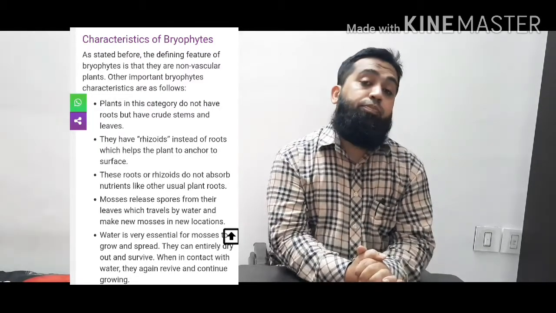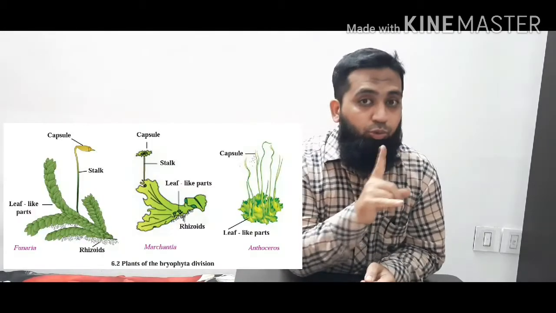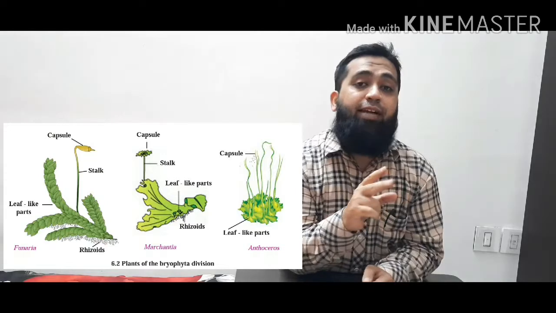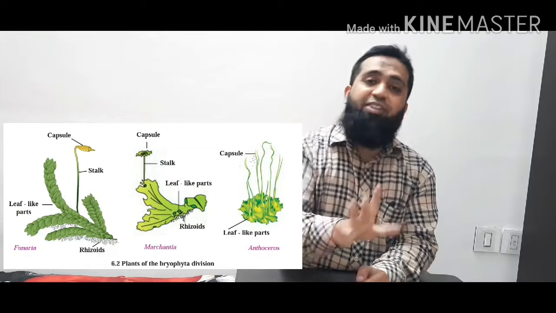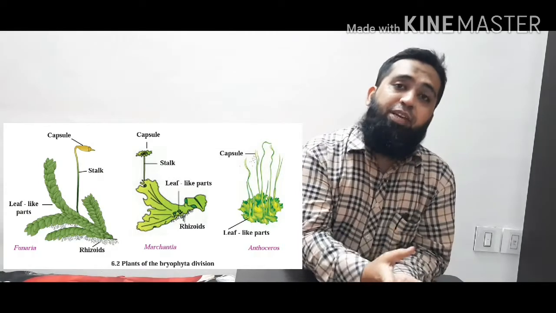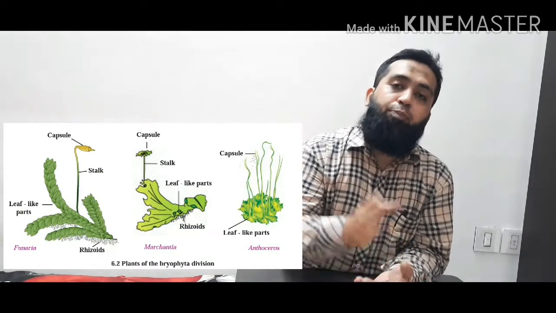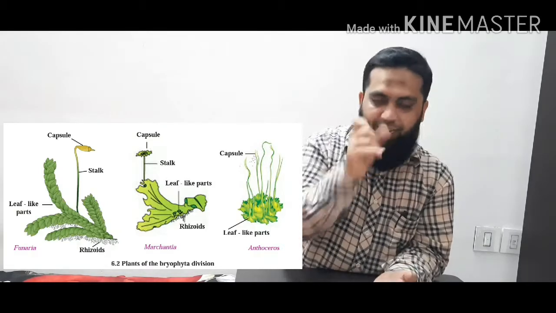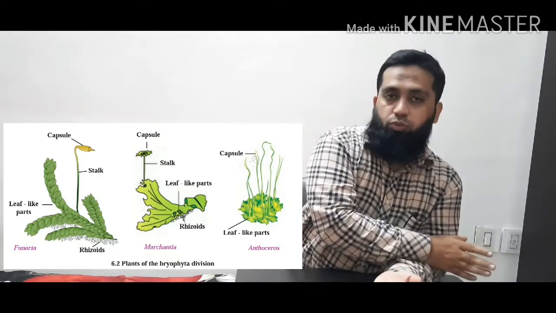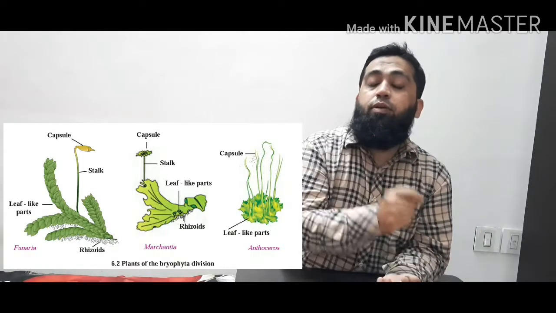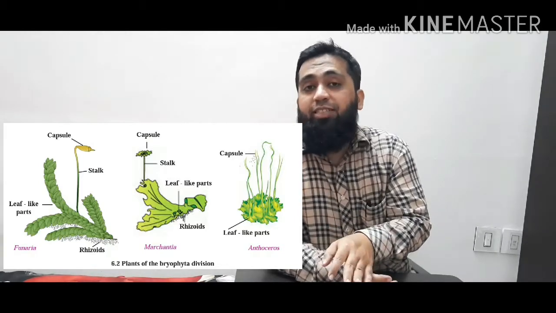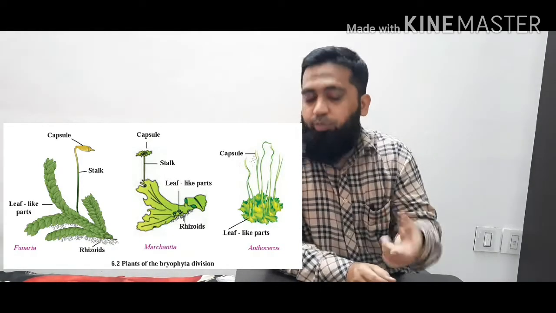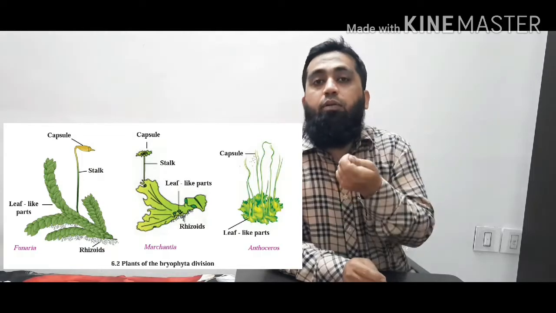Now the thing is, they have false roots, no true roots. They don't have a true stem. They don't have true leaves. Everything which is present just appears or seems like a particular plant. A proper plant has true roots, but they don't have true roots. The roots present in them are called rhizoids. They don't have true roots, but something like roots called rhizoids.